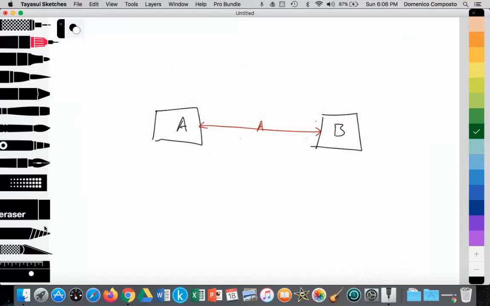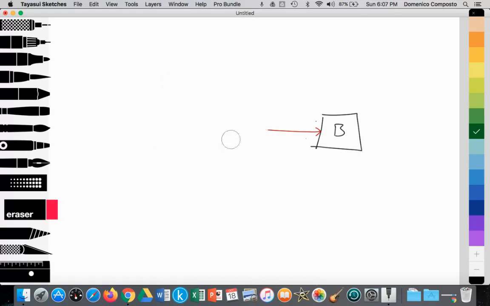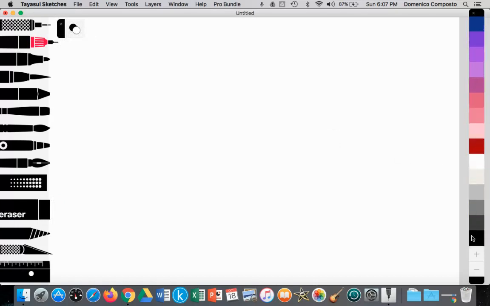So let's go ahead and illustrate a natural monopoly. Okay. So some notes here. We're illustrating a natural monopoly.